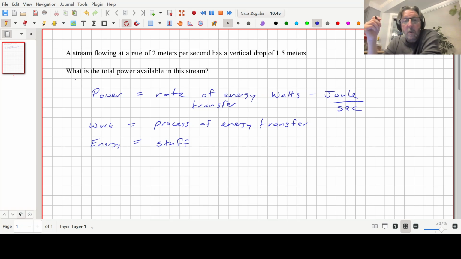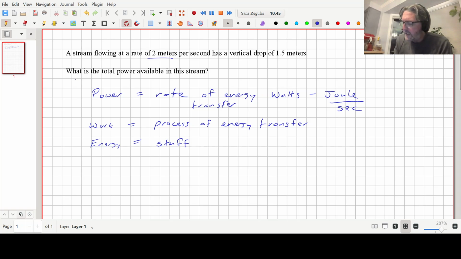Okay, so the question is asking what's the power available in the stream. That means we want to know the rate of energy transfer that can be gotten out of the stream, because that'll tell us something about what we can do with it, how much we can use it for, like how many houses it could power. So let's figure some things out about that.